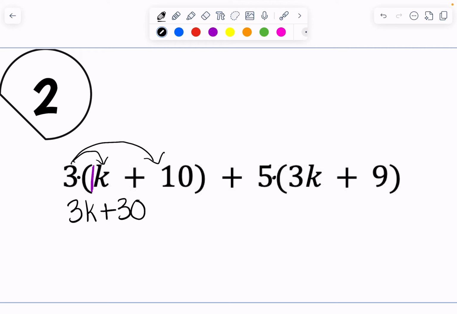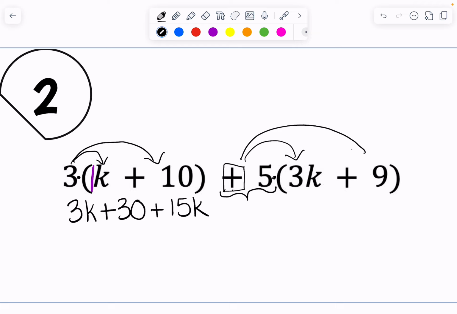When I look at what I'm distributing on the next set of parentheses, again, I'm going to look at this plus sign to help me know that this is a positive 5. And so I'm going to distribute positive 5 times 3k, which gives me positive 15k. And positive 5 times positive 9 is positive 45. So we're going to ask ourselves, do we have any parentheses? Nope, we got rid of those.